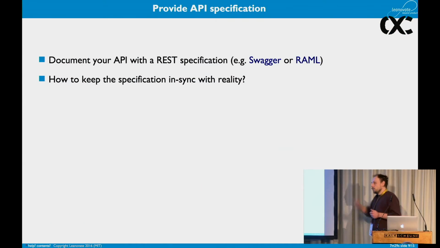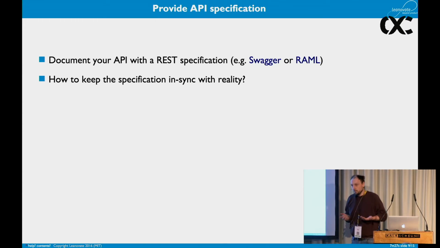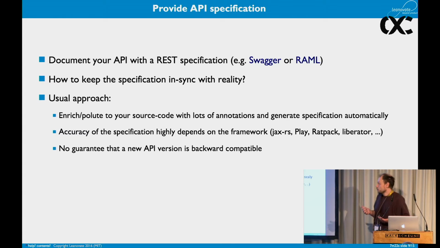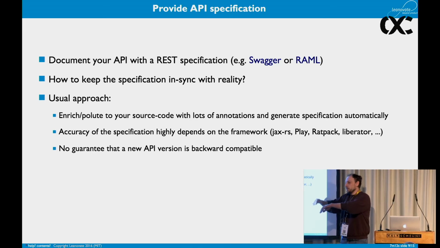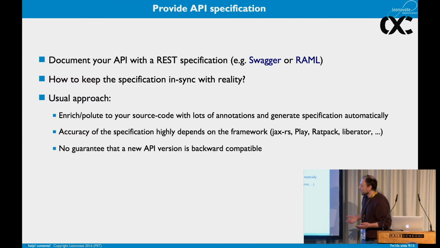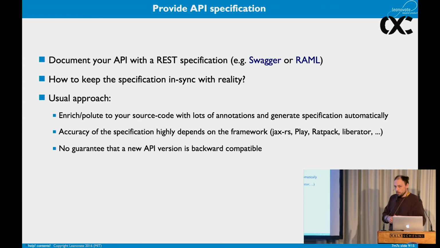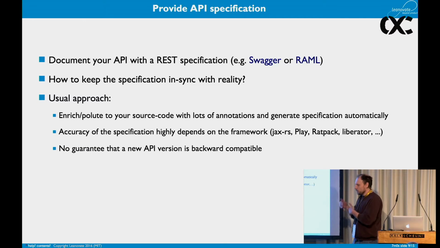But how do you keep this specification in sync with reality? Well, usually, especially with Swagger, the usual approach is that you enrich, or some people would like to say pollute, your code with tons of annotations, and then generate your specification out of your code. In that case, your specification is in sync with your code, with reality. And another good part is that your documentation is where your code is, which is always good.